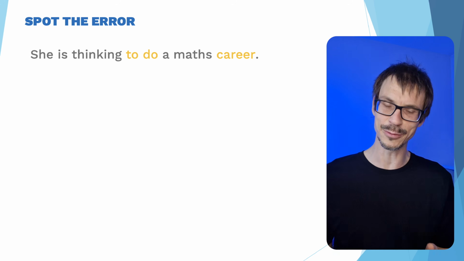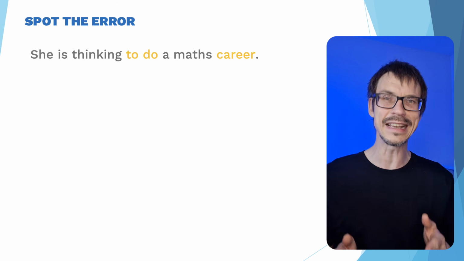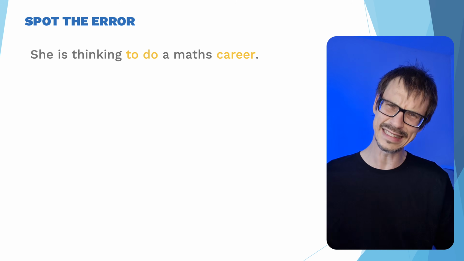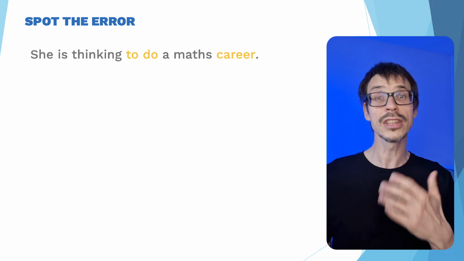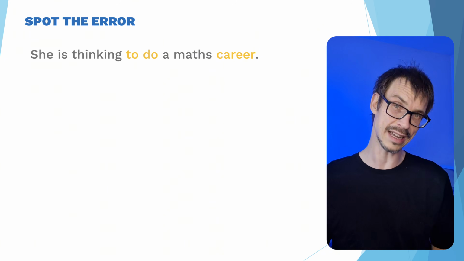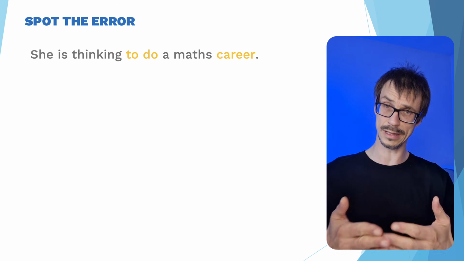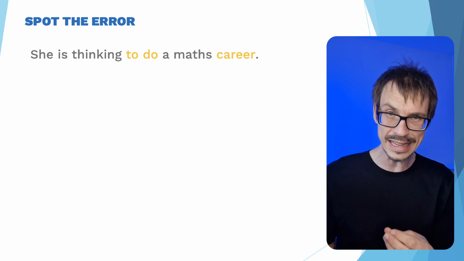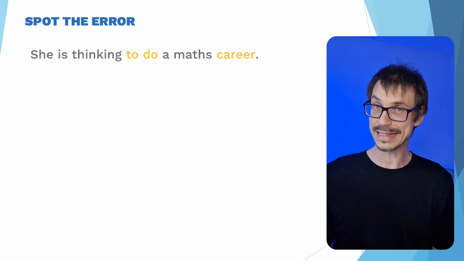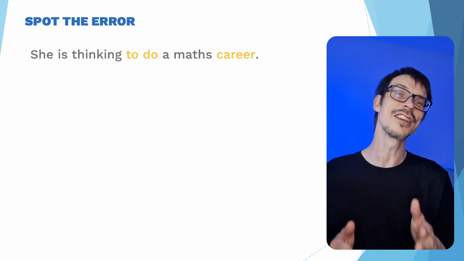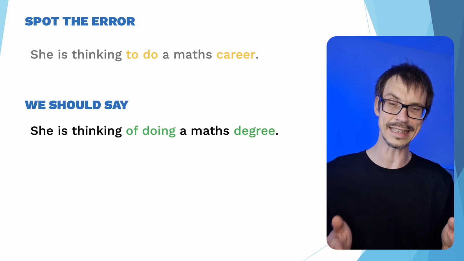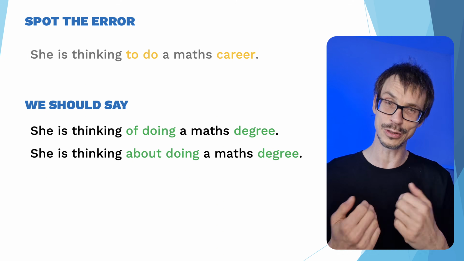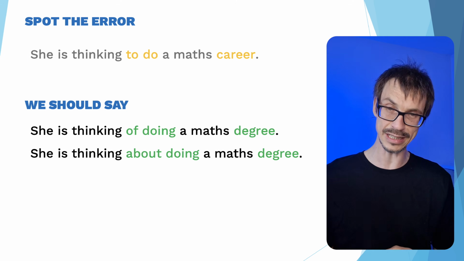In many, many languages, this word is going to be a false friend here. So how do we replace that? What did this person actually want to do? She wanted to go to the university, right? So what do you call a university study program? It's a degree. So basically we should say this sentence as she is thinking of doing a maths degree, or she is thinking about doing a maths degree.